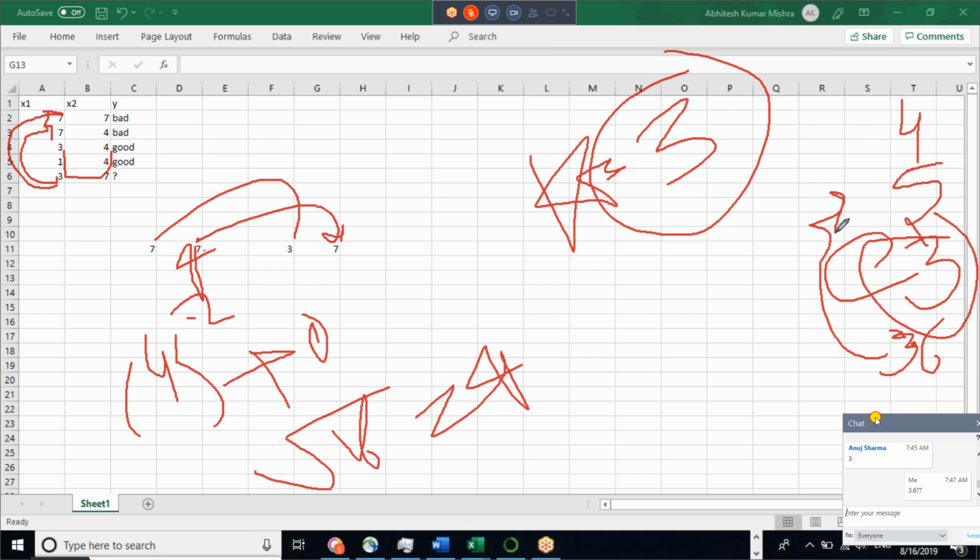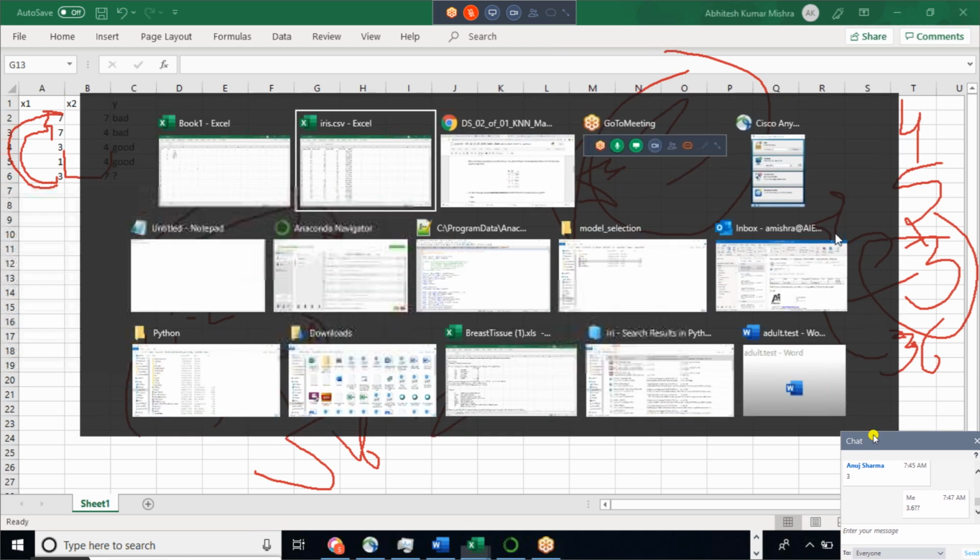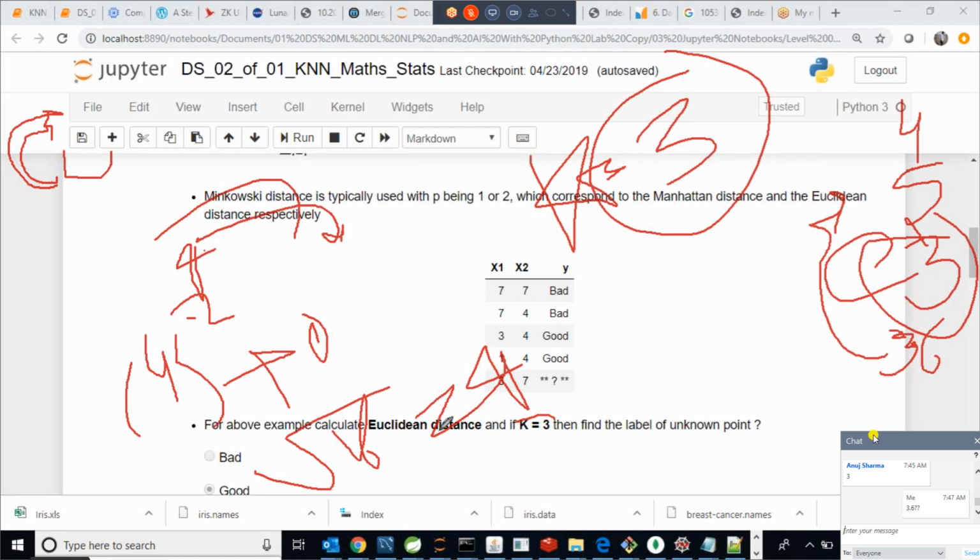Given is k equals 3. If k is equal to 3, what will be the nearest Euclidean distance? I'm taking k equals 3. Find the label of the unknown point. So which ones are the nearest? I'm starting with 3 because k neighbors is equal to 3. So the 3 nearest are: we have a 3 here, we have a 3.6 here, and we have a 4 here.